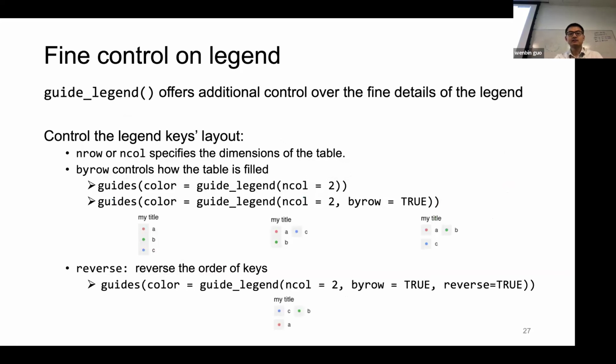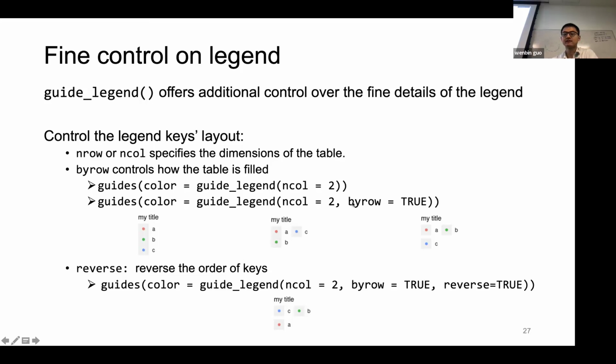Besides that, we can use the guide legend to do some additional control over the details. For example, you can control the legend key layout. By default, it will use the vertical lineup, but you can specify using the guide legend color to try to make it into 2 columns. Right now it will just have 1 column. After you specify the n column to be 2, it will have 2 columns.